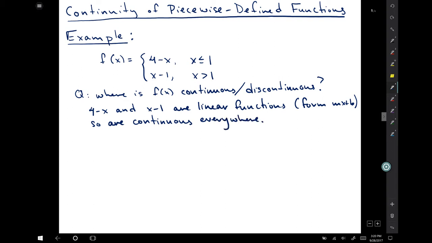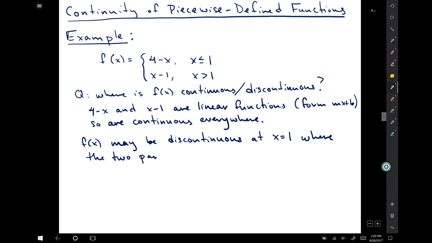So the only place where this function could be discontinuous is where those two parts come together. So f of x may be discontinuous at x equals 1, where the two parts come together. So that's what we need to check, whether or not f of x is continuous at x equals 1.